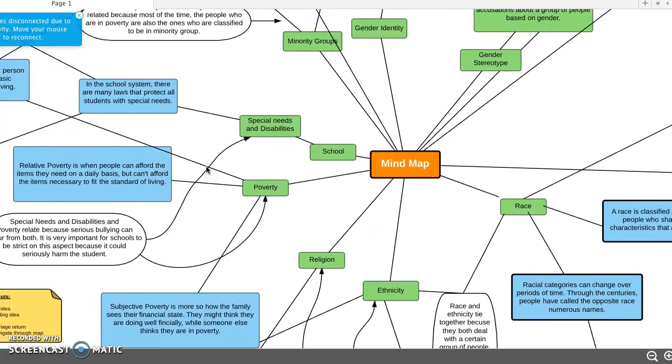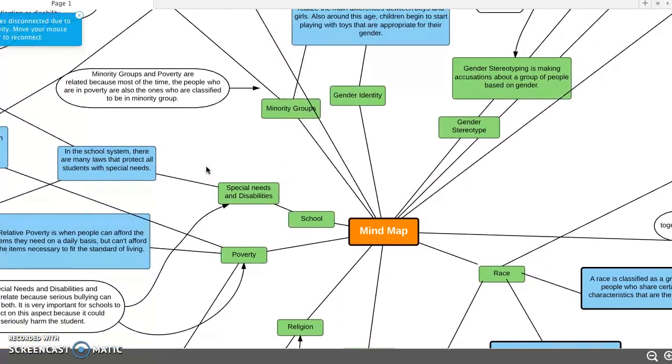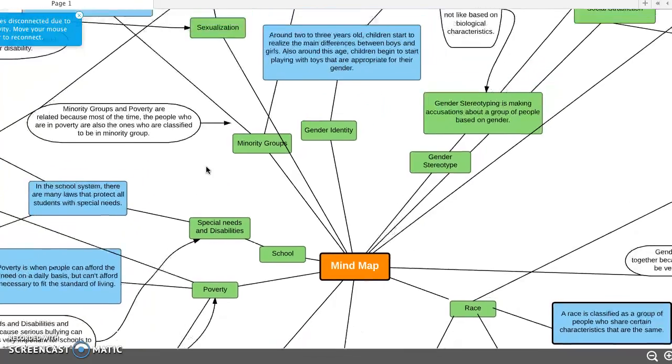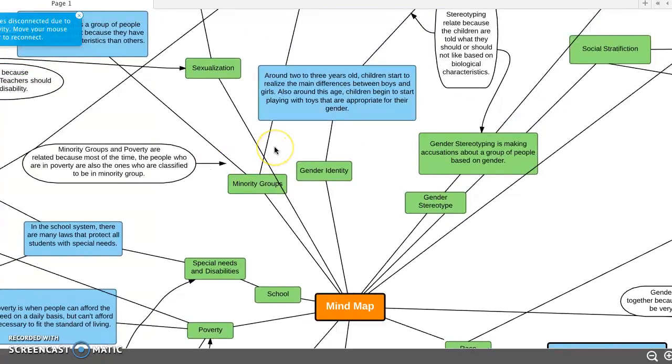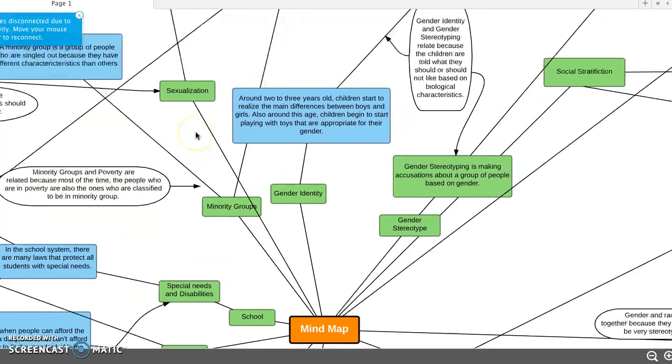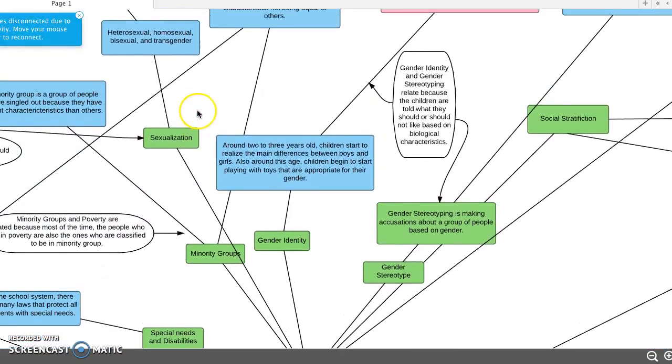Next, I'm going to talk about Module 3, which is minority groups. A minority group is a group of people that differ from the majority of the population in some way. Minority groups and poverty relate because more times than not, people in a minority group are also people who are in poverty. Next, I'm going to talk about Module 5, Sexuality.